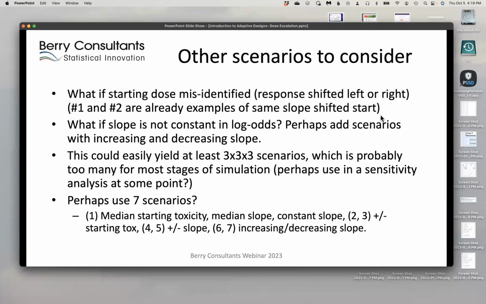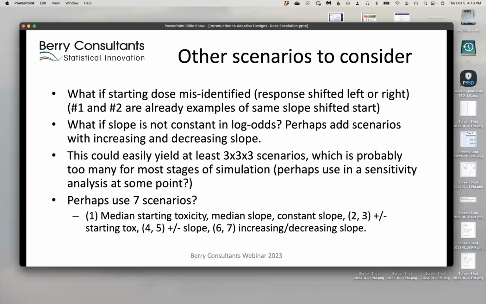So part of the art of designing adaptive trials is the selection of the scenarios to simulate, and particularly in dose escalation, the scenarios we simulate are going to drive some of our design decisions. We're going to compare different options and how well they perform in the scenarios we've chosen as against other designs. So we want to be careful that our chosen scenarios don't have some kind of bias that favors a particular kind of design, and that they encompass our uncertainty sufficiently.